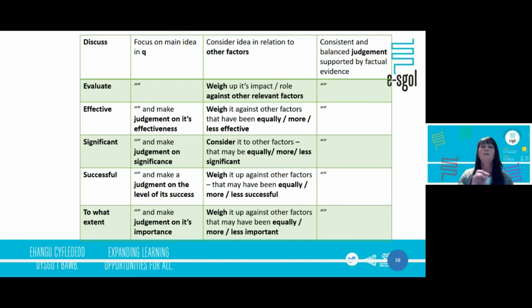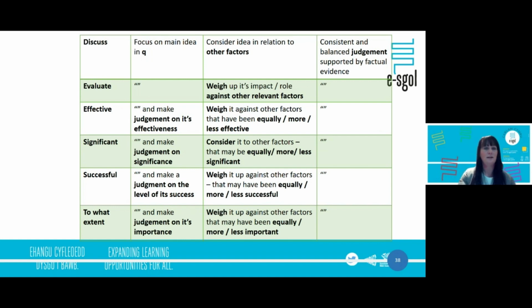You need to focus on the information that they give you and give as much detail and information as you can on that particular topic area. You then need to consider, if you did the discuss, the idea in relation to other factors, okay? And that comes through if you look down all the way through as well. And you need consistent and balanced judgments, which are supported by factual evidence.